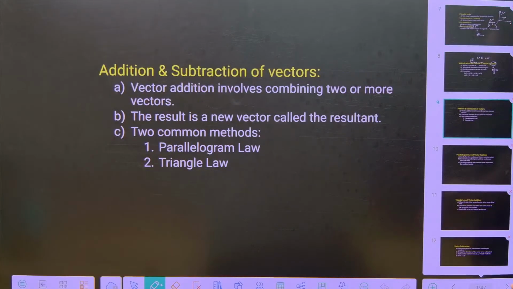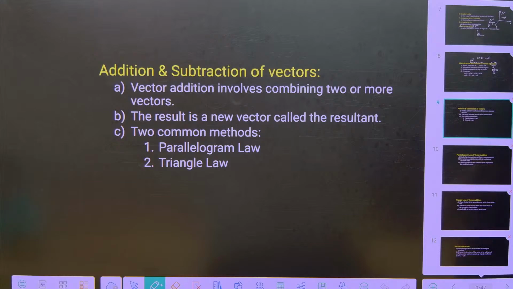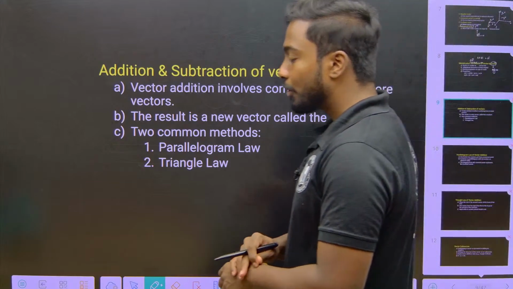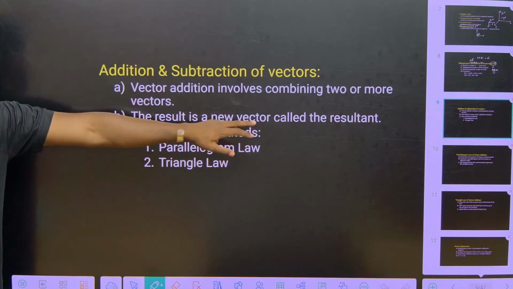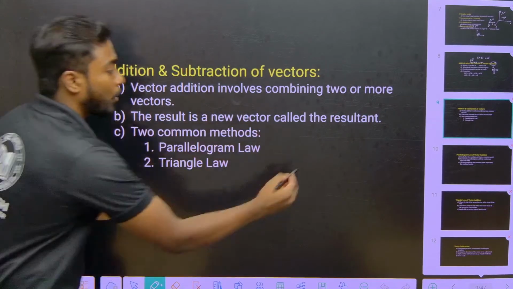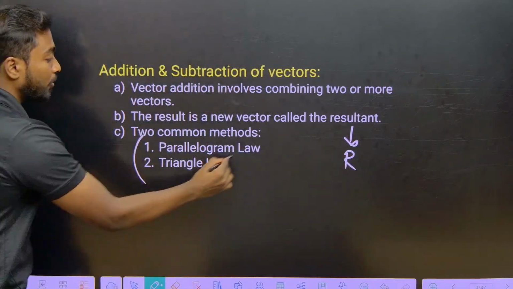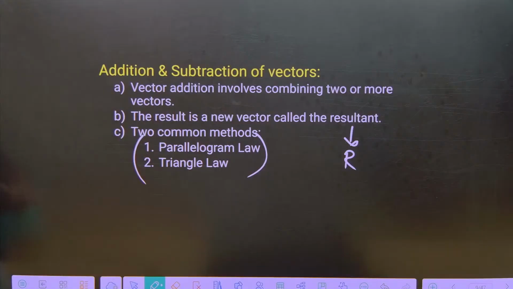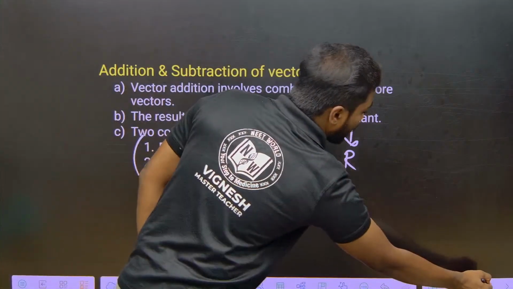Next is addition and subtraction of vectors. Vector addition involves combining two or more vectors. The result is a new vector, called the resultant, which can be denoted by the letter R. So I can use both methods, one is parallelogram law, one is triangle law. So first one we'll see what is parallelogram law.